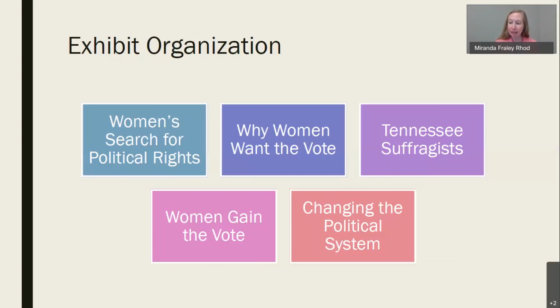One section focuses on women's search for political rights from the early 1800s up through Reconstruction. Then another section focuses on why women wanted the vote, and it looks at some of the challenges they were facing that helped to motivate them to seek the ballot. A large section looks at the suffrage movement in Tennessee, and then we have a very exciting section that focuses on the ratification battle here in Nashville. And then our final section, Changing the Political System, explores how women gaining the vote really helped to change the political system in Tennessee and the United States.